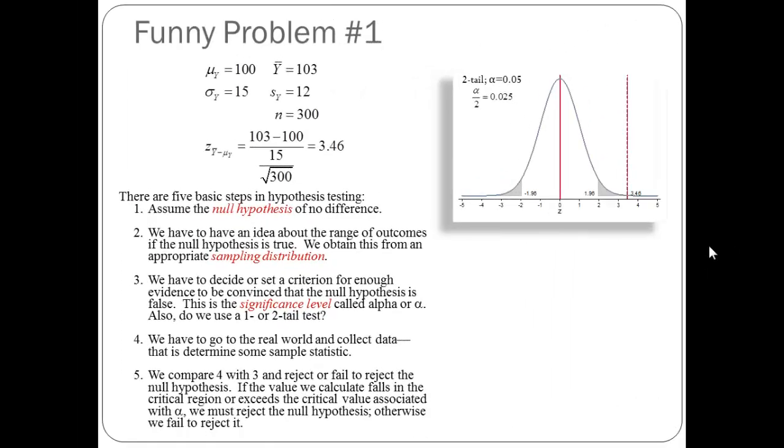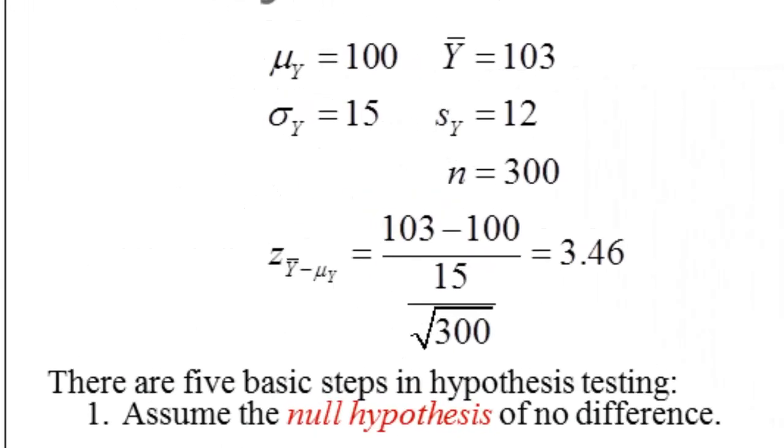We're going to look at 2 problems here. I call this a funny problem. It's a funny problem because if you look at the information, I have the mean of the population, 100. I have the standard deviation of the population, 15. That is, I have mu sub y and sigma sub y, respectively. That's pretty unusual to have that information. That's funny. I also have the sample mean, 103, and the sample standard deviation, 12, y bar and s sub y, respectively. And that's based on a sample of size 300.